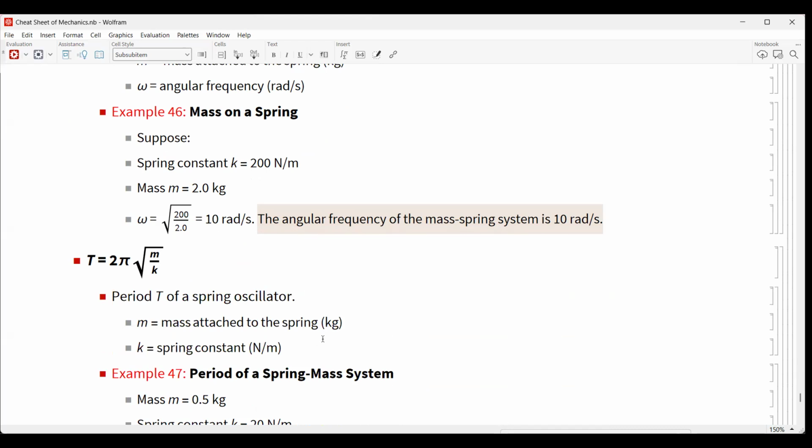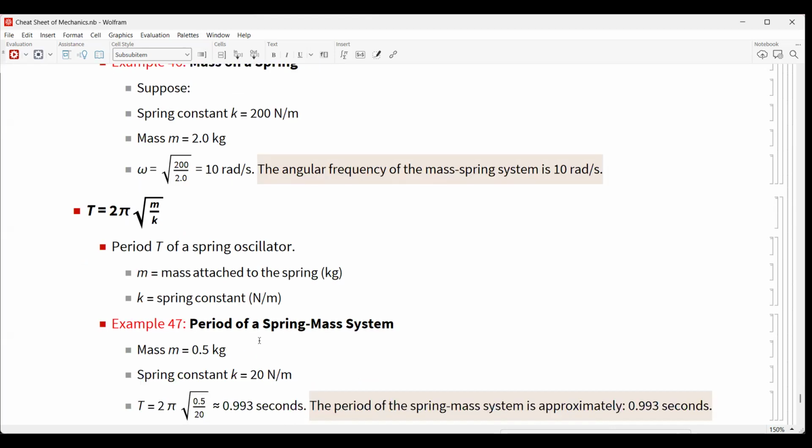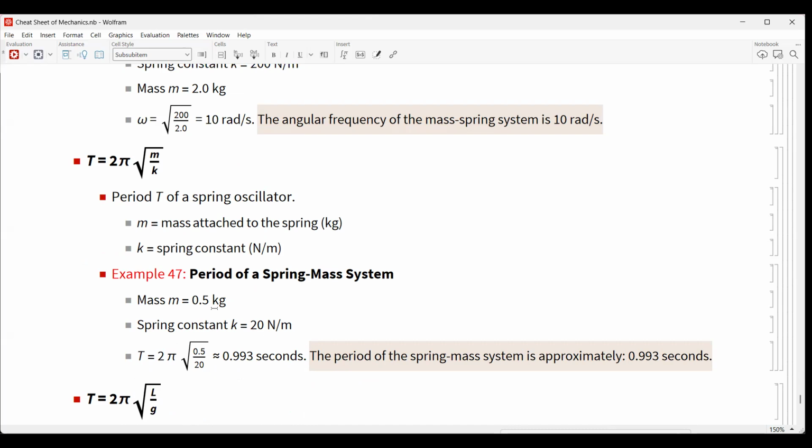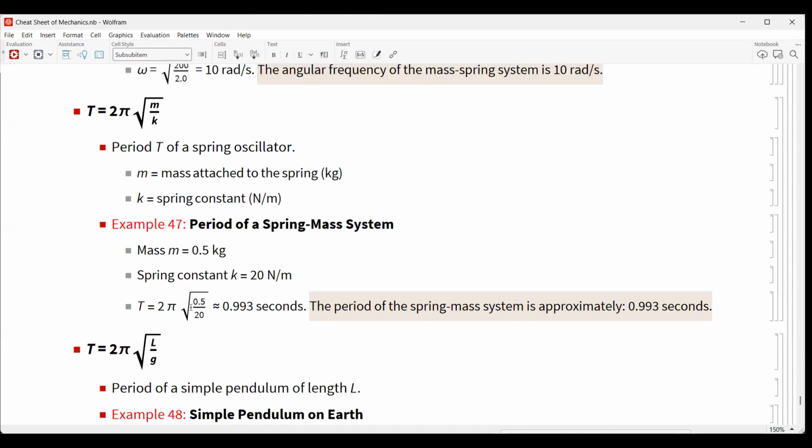The period T of a spring oscillator. So M is the mass attached to the spring. K is the spring constant. So period of a spring mass system, mass M equal to 0.5 kilogram. The spring constant is 20 Newton per meter. So by using this formula, the period of the spring mass system is approximately 0.993 seconds.